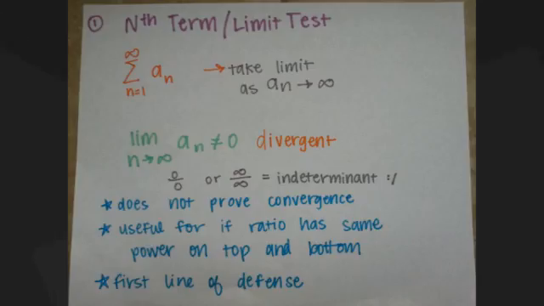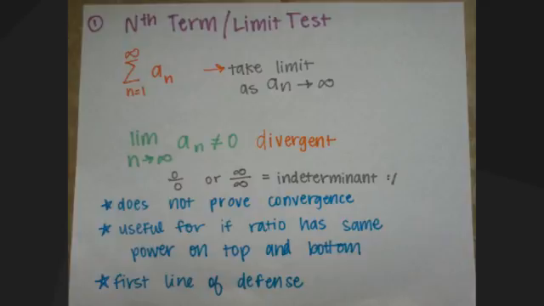Alrighty, let's get started. The first test we'll cover is the test for divergence. This should always be the first test that you try out because it's so straightforward and easy to use. If you look at the basic structure of a series, you can see that it's a summation of a certain expression, a sub n. If you take the limit as n goes to infinity of a sub n, and you get that it does not equal 0, then we know that the series is divergent.